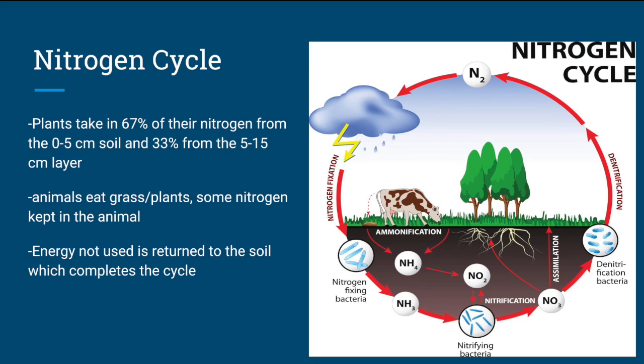Most of the animals in the temperate grasslands eat grass or plants, and when the plants are consumed, some of the nitrogen containing molecules are passed to the animals, but most of what is not used in the energy production is returned to the soil through animal waste, and so the nitrogen returns to the soil, completing the cycle.